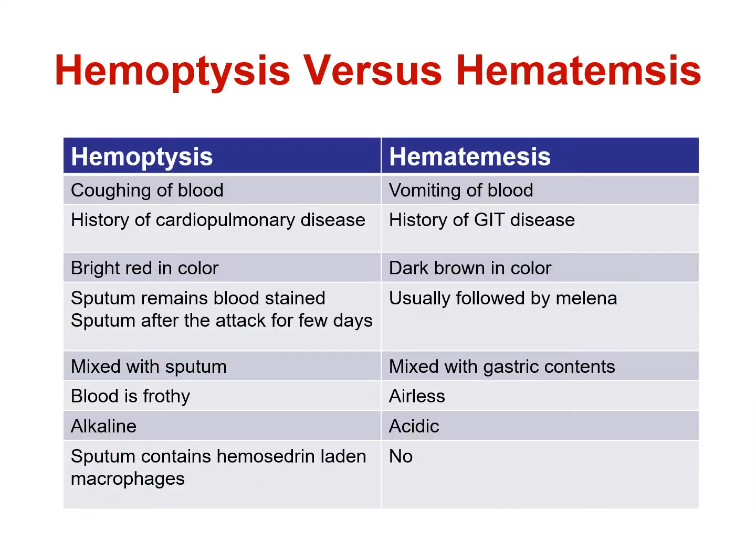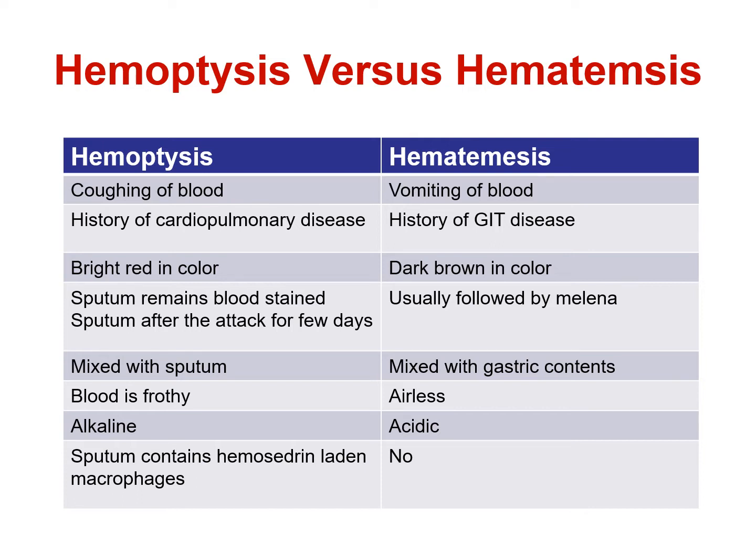To differentiate between haemoptysis and hematemesis: haemoptysis is coughing of blood, but hematemesis is vomiting of blood. A patient with haemoptysis usually has a history of cardiopulmonary disease, but the hematemesis patient has a history of GIT disease. Haemoptysis is bright red in color; hematemesis is dark brown. In haemoptysis, the sputum remains blood-stained for a few days after the attack, but hematemesis is usually followed by melena. Haemoptysis is usually mixed with sputum, but hematemesis is mixed with gastric content.